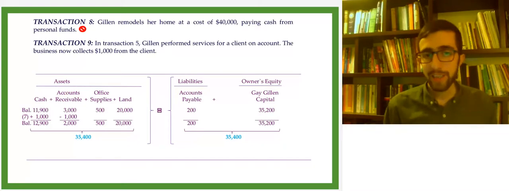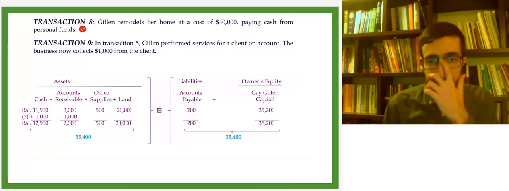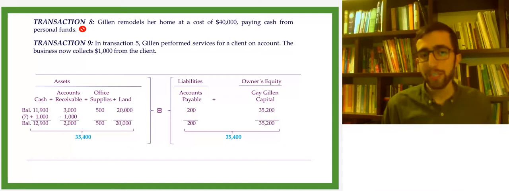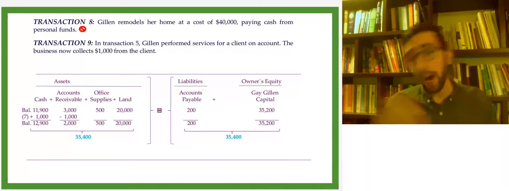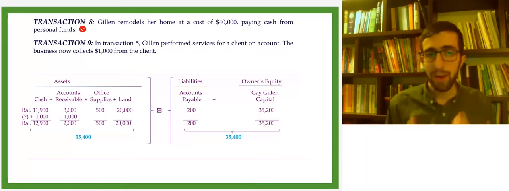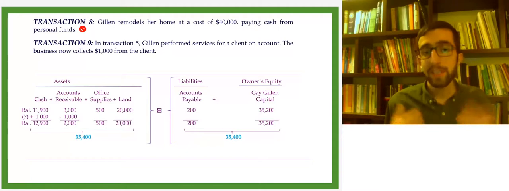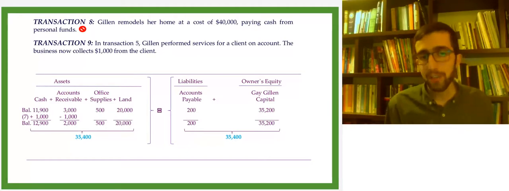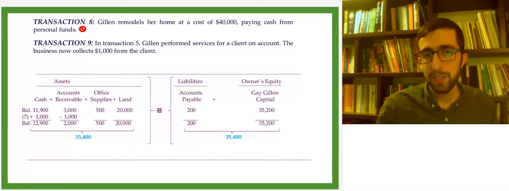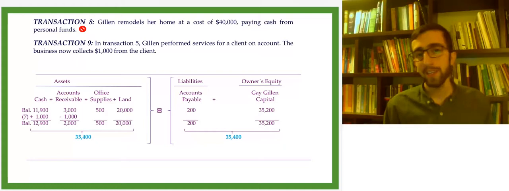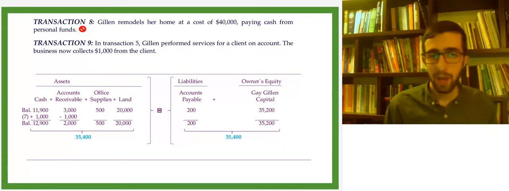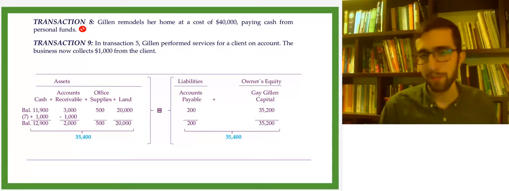In transaction 9, Gillen received and collected $1,000 from a client that Gillen's company performed services for on account in transaction 5. Here we received cash, so the cash account increased $1,000. On the other hand, $1,000 of our receivables have been received, so we decreased accounts receivable by $1,000. Finally, if you notice here, you can understand that only asset accounts are involved, I mean cash and accounts receivable.